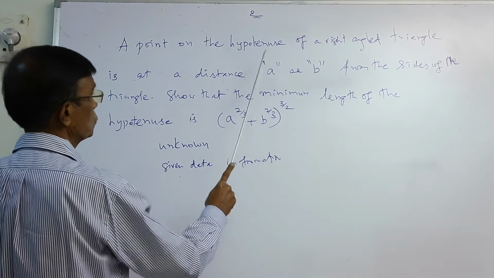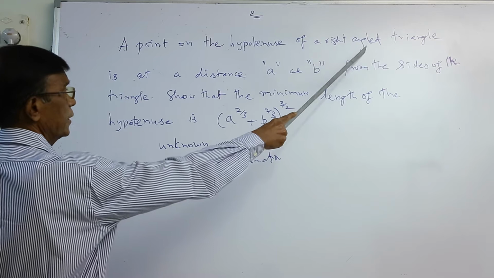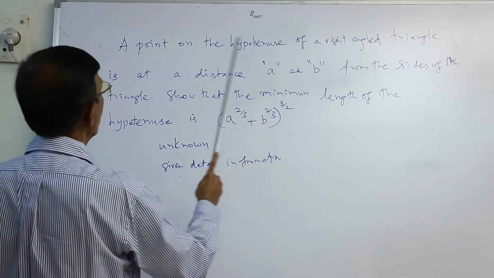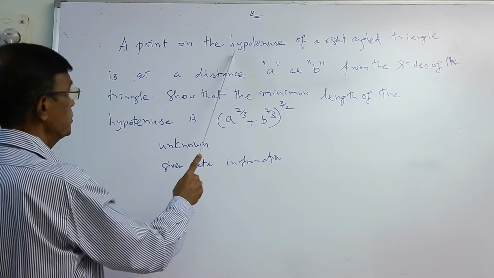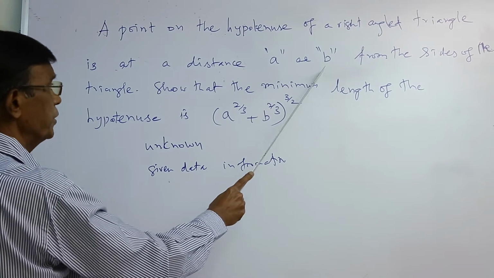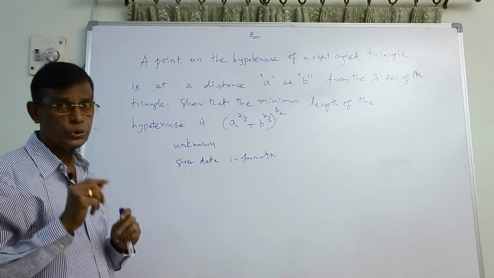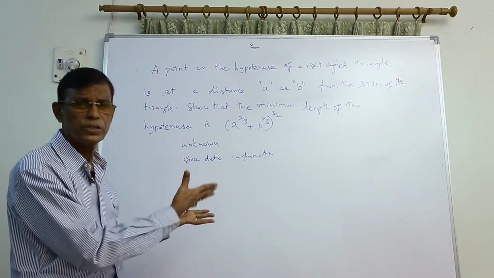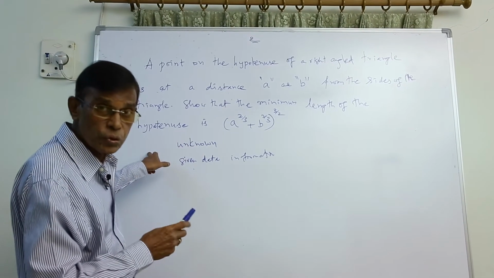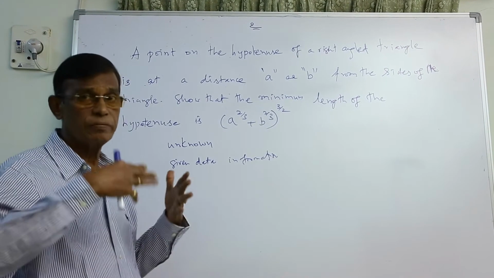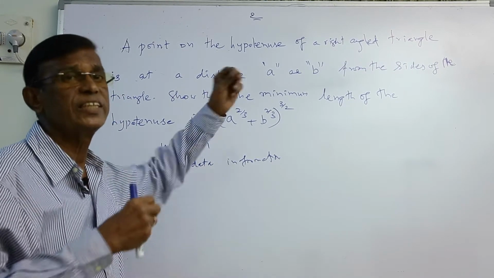So you have to find the minimum length of the hypotenuse, and it's a right angle triangle, and there is a point on the hypotenuse which is at a distance of A and B from the two sides. Now when you see a problem, you should think whether we have already done a problem similar to this, or at least analogous to this, or where this unknown has been asked, or it is the exact same thing.